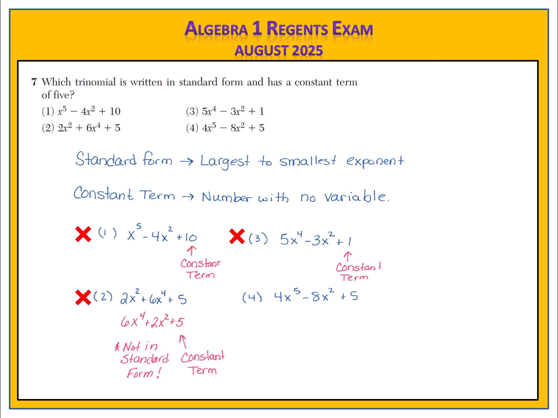The final choice, 4, has exponents 5, 2, and none. Those are written in standard form, and the constant term is 5. Choice 4 is our answer.